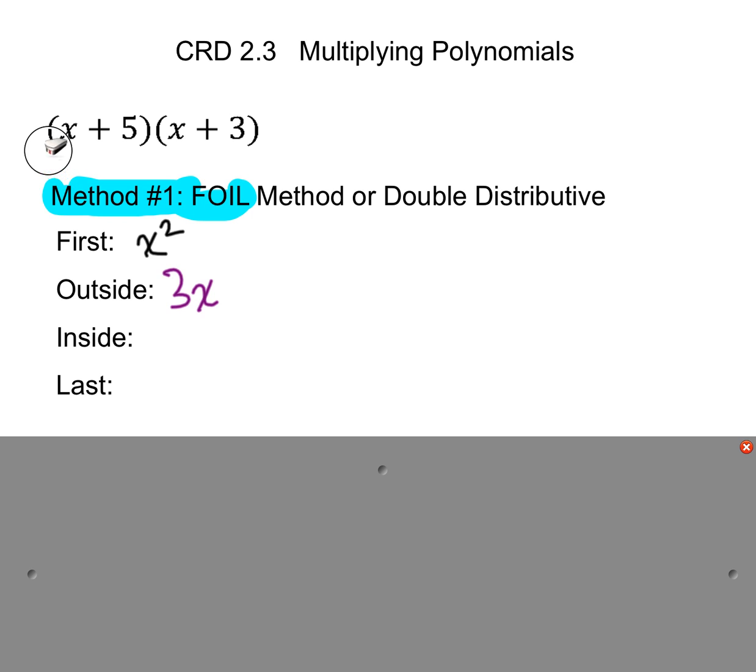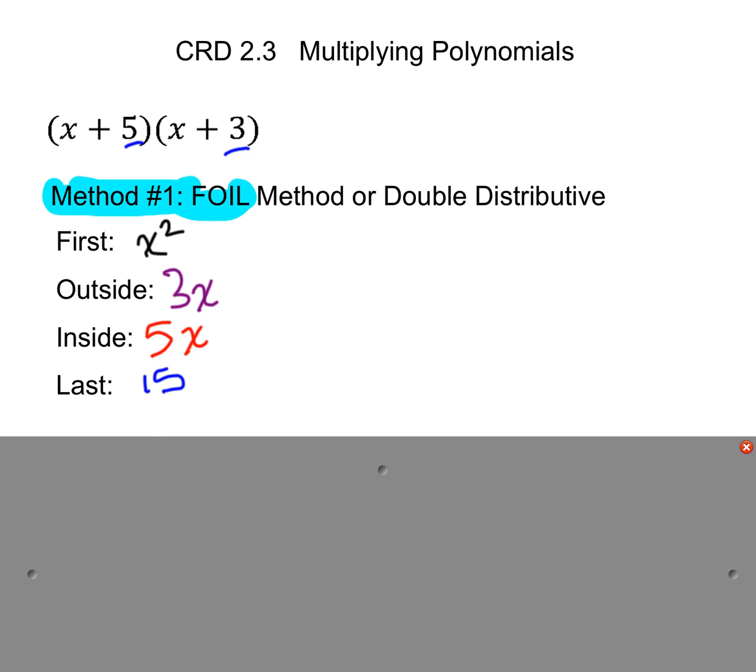Now I stands for inside. So I'm going to take the two inside terms. 5 and x are the two inside terms. If I multiply those, I get 5x. And then my last terms would be 5 times 3, which is 15.